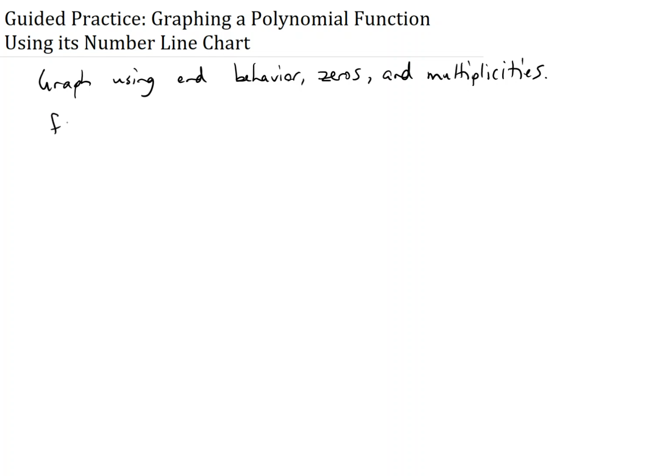And the function we're going to look at is f of x equals negative times (x plus 3) to the fourth times (x minus 4) times (x plus 1) squared. Okay, so we need to create a number line chart or a sign chart for this function first. So this function is factored, which helps us get the zeros and their multiplicities. So see if you can get the zeros and multiplicities here, and then come back and check your answers.